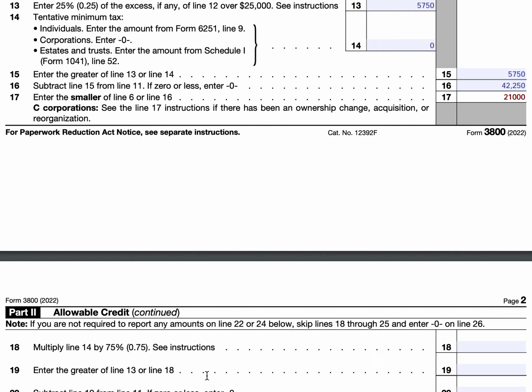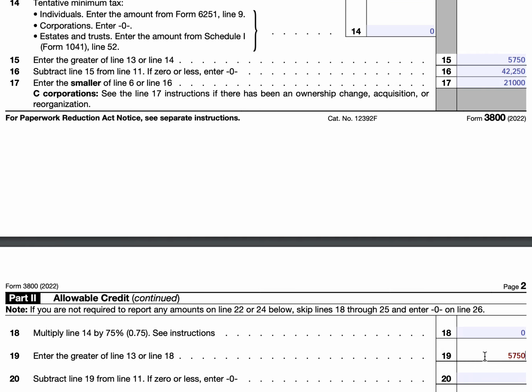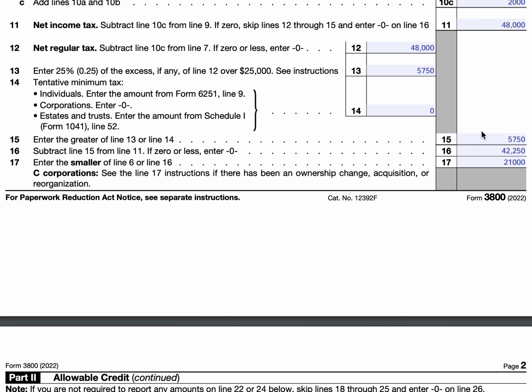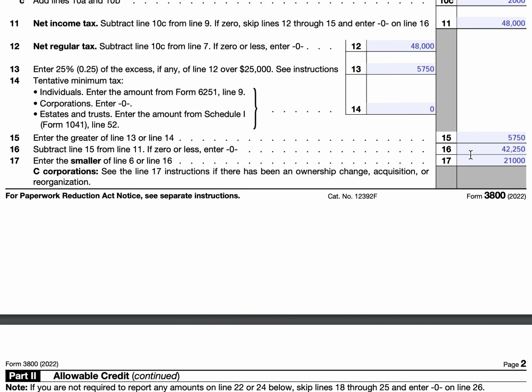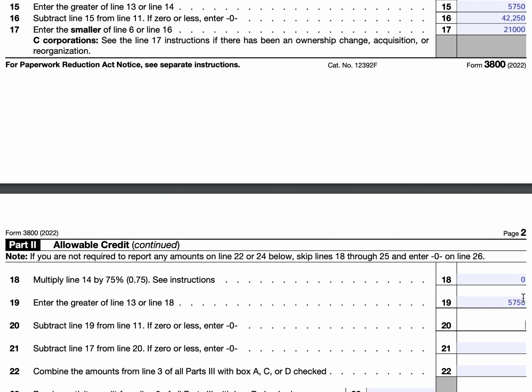So in line 18, we're going to multiply the amount from line 14 by 75%. This turns out to be 0, as you can see on line 14. And then we're going to enter the greater of either line 13 or line 18. And that number is 5750. Now we're going to subtract this 5750 from the number in line 11, which was our net income tax, and that should give us 42,250. If this number is 0 or less, then you would enter 0 here. You don't need to enter a negative number.